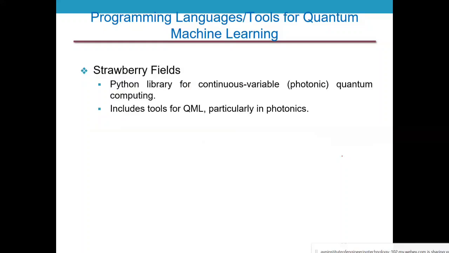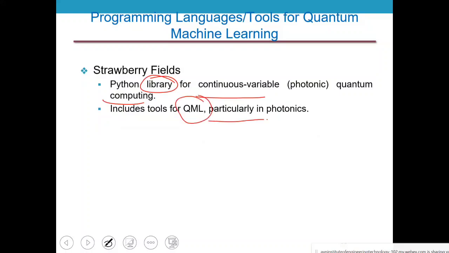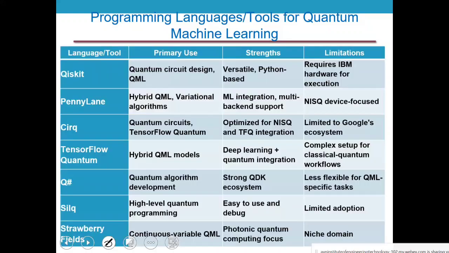Strawberry Fields. This particular framework is a Python library for continuous variable quantum computing. It includes tools for quantum machine learning. Okay, so let us compare all this in one place.